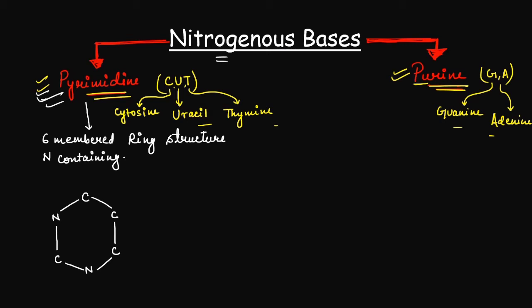Now we have to remember the double bond position. Again we will start from this topmost carbon, and the first double bond position is here. So it is between this carbon and nitrogen, and then we will place the double bonds alternately. So the first double bond goes here, then there will be a gap, then the second double bond, gap, and third double bond. Okay, so this is a pyrimidine ring.